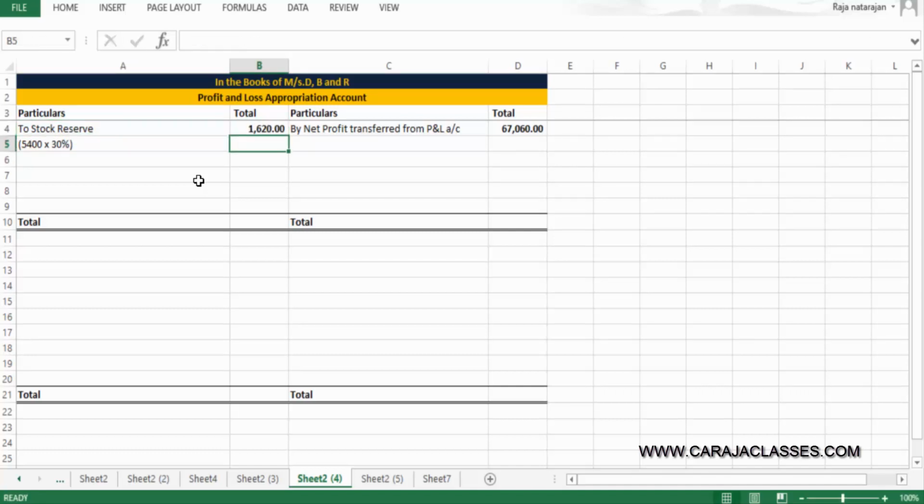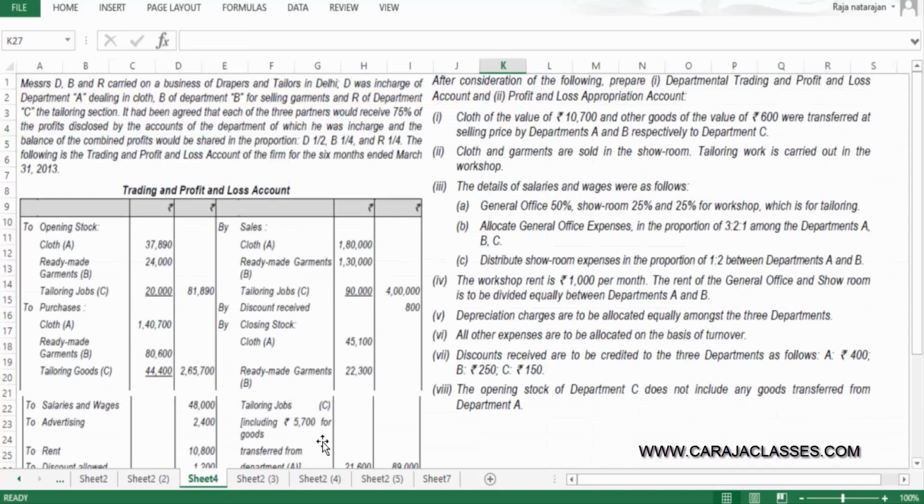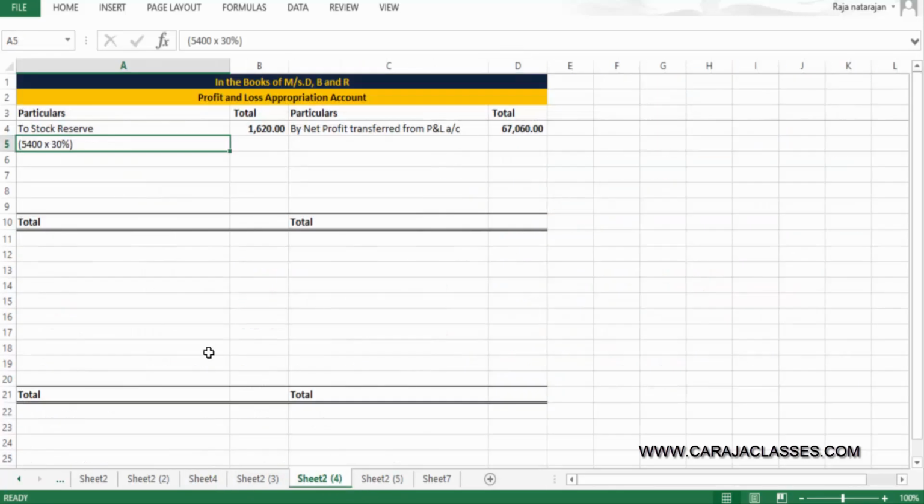5,400 multiplied by 30%. Sorry, it's not 5,400, a small correction. What is the value of the stock? It is 5,700. Excuse me for that. So here we have 5,700 into 30%, so I have 1,710. Fine.